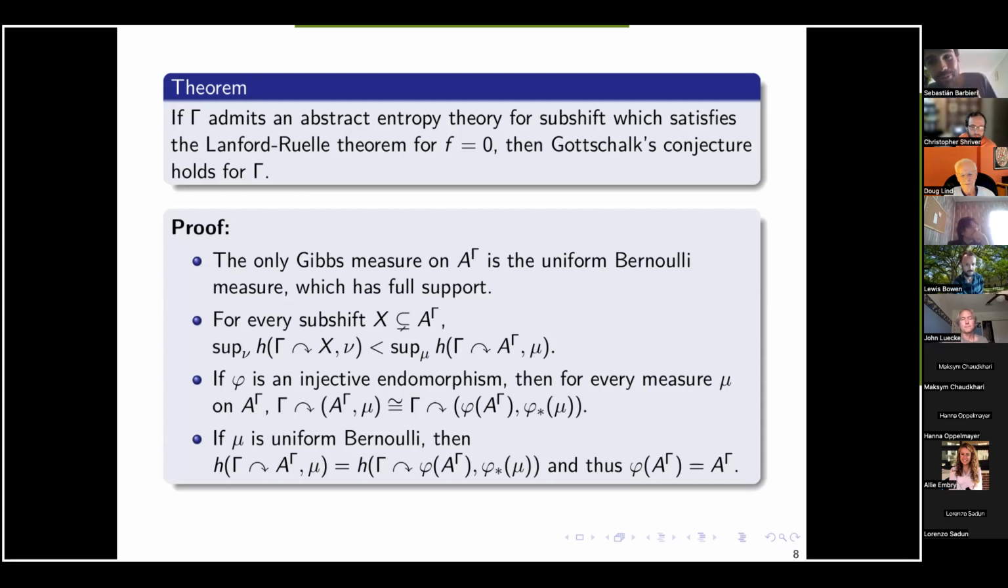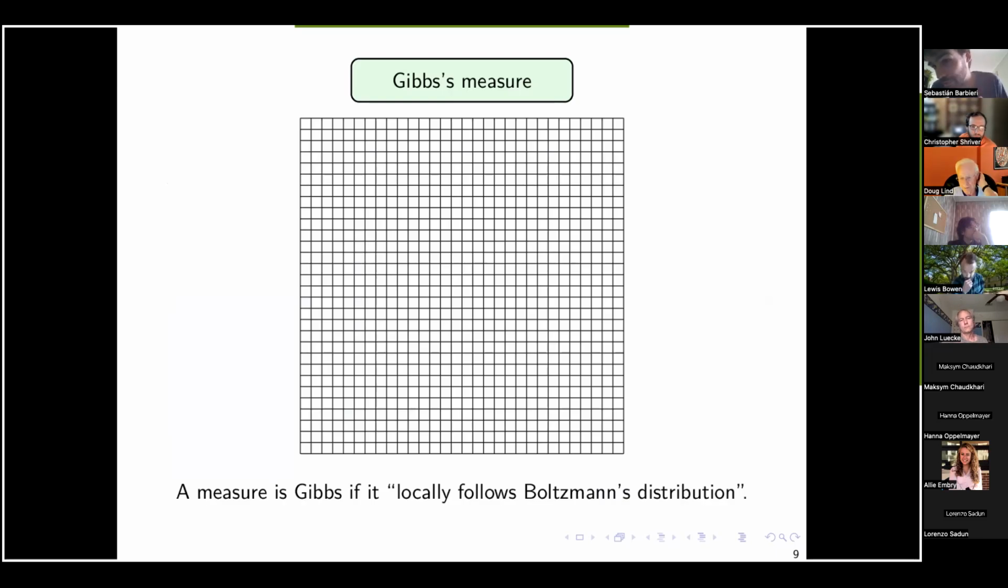Now I'm going to try to define the terms equilibrium measure and Gibbs measure, and I want to start with Gibbs measures. So let me recall what I tried to tell you was the intuition behind Gibbs measures. A measure is going to be Gibbs if it locally follows Boltzmann's distribution. What does that mean? I fix a finite set. The inner rectangle that you see there, that's going to be my finite set. And imagine that green is just everything else. It's infinite. Here you just see a finite portion, but green is actually infinite.